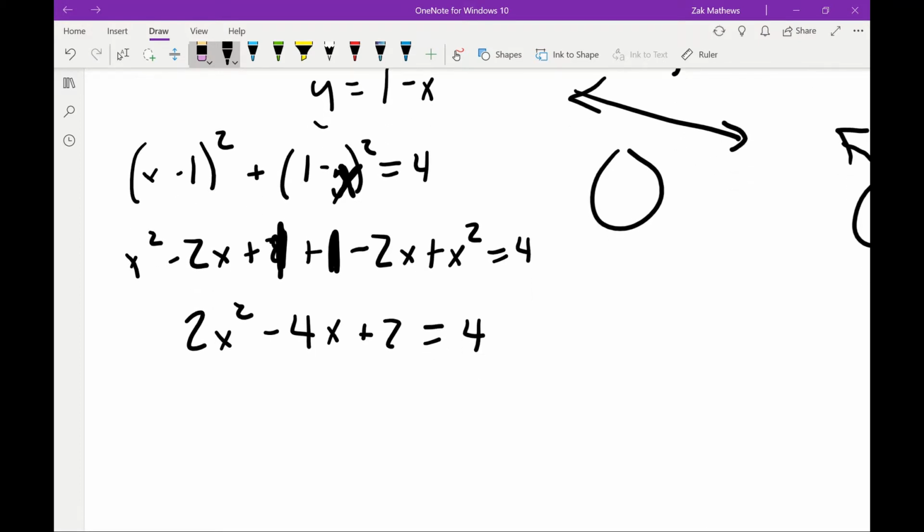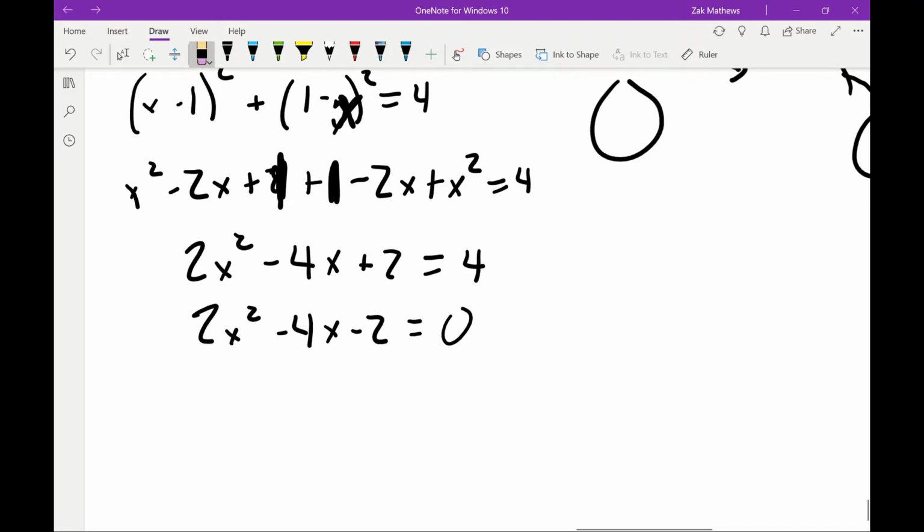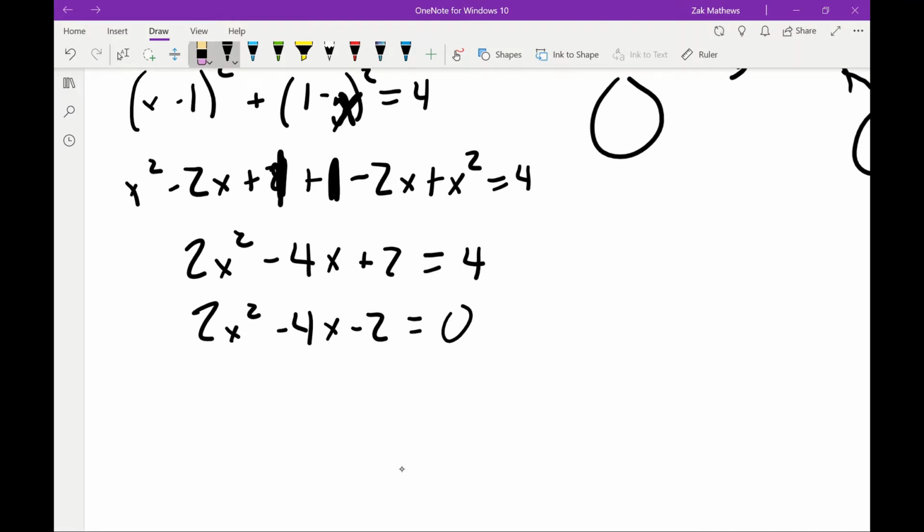I have a quadratic, so I need to get everything to one side. So we'll have a 2x squared minus 4x minus 2 is equal to 0. I can factor off that 2. So once again, my tablet has frozen. And I would be left with an x squared minus 2x minus 1 equals 0.